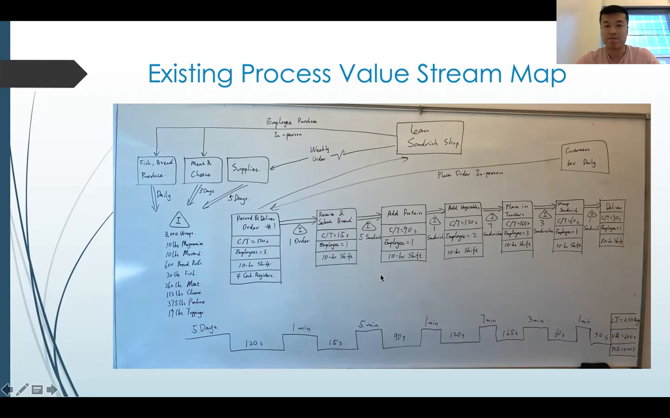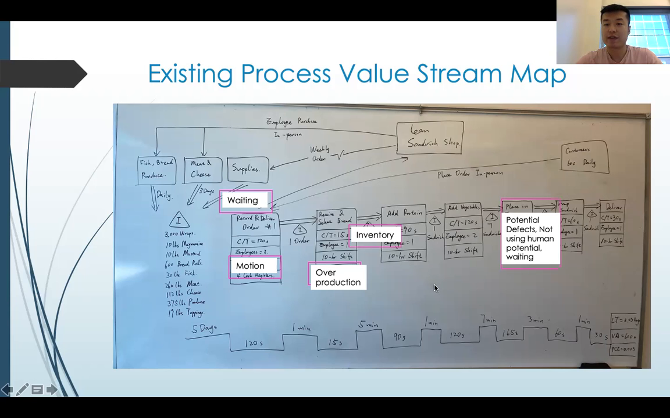By using the downtime analysis, we can see some waste. For example, 5 days, that is waiting time. And 10-hour shifts are very long for employees, who have to repeat their motion to work in the sandwich shop. There is also overproduction, because the cycle time of this one is only 15 seconds, but the next one is 90 seconds. And the inventory, also some potential defects on the machines, not using human potential, and waiting time.